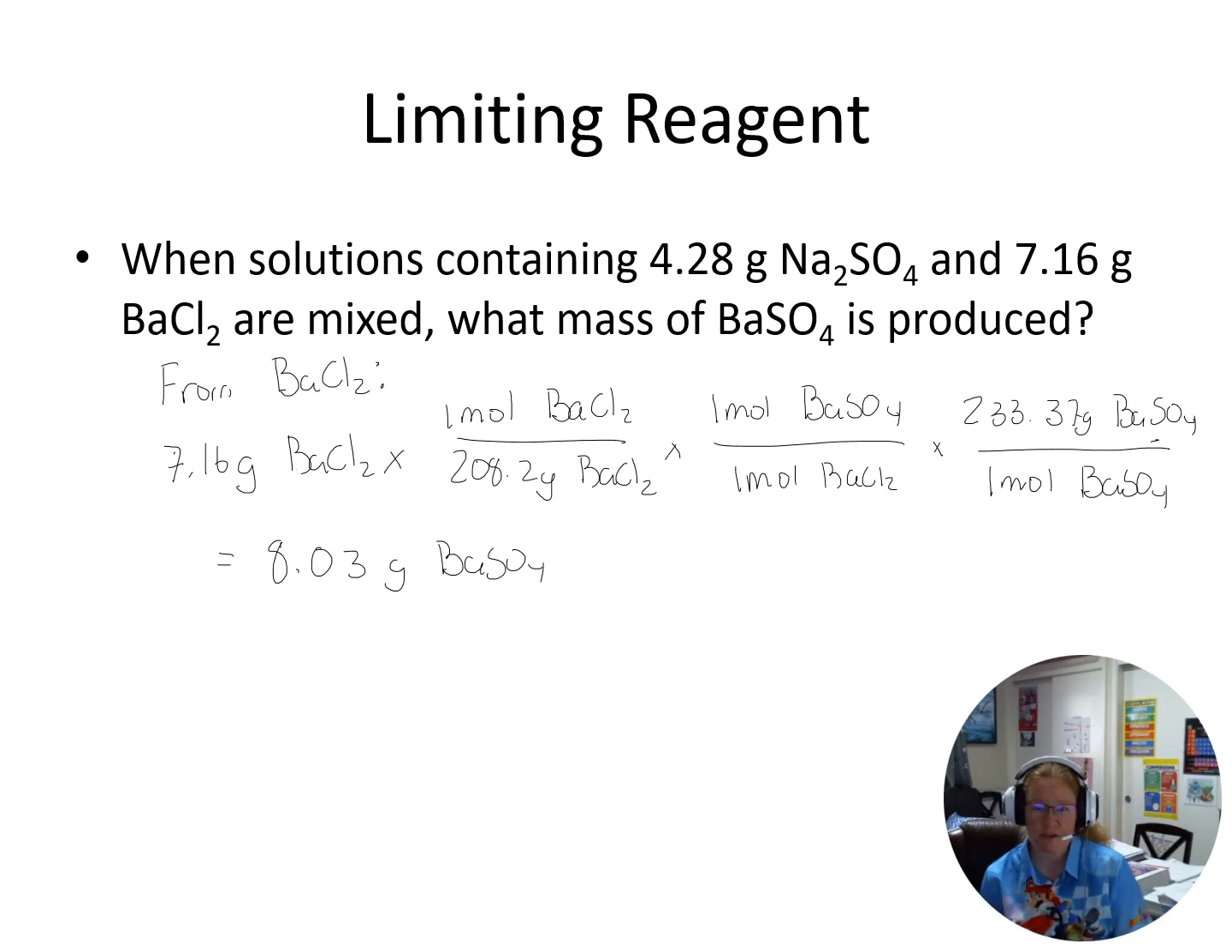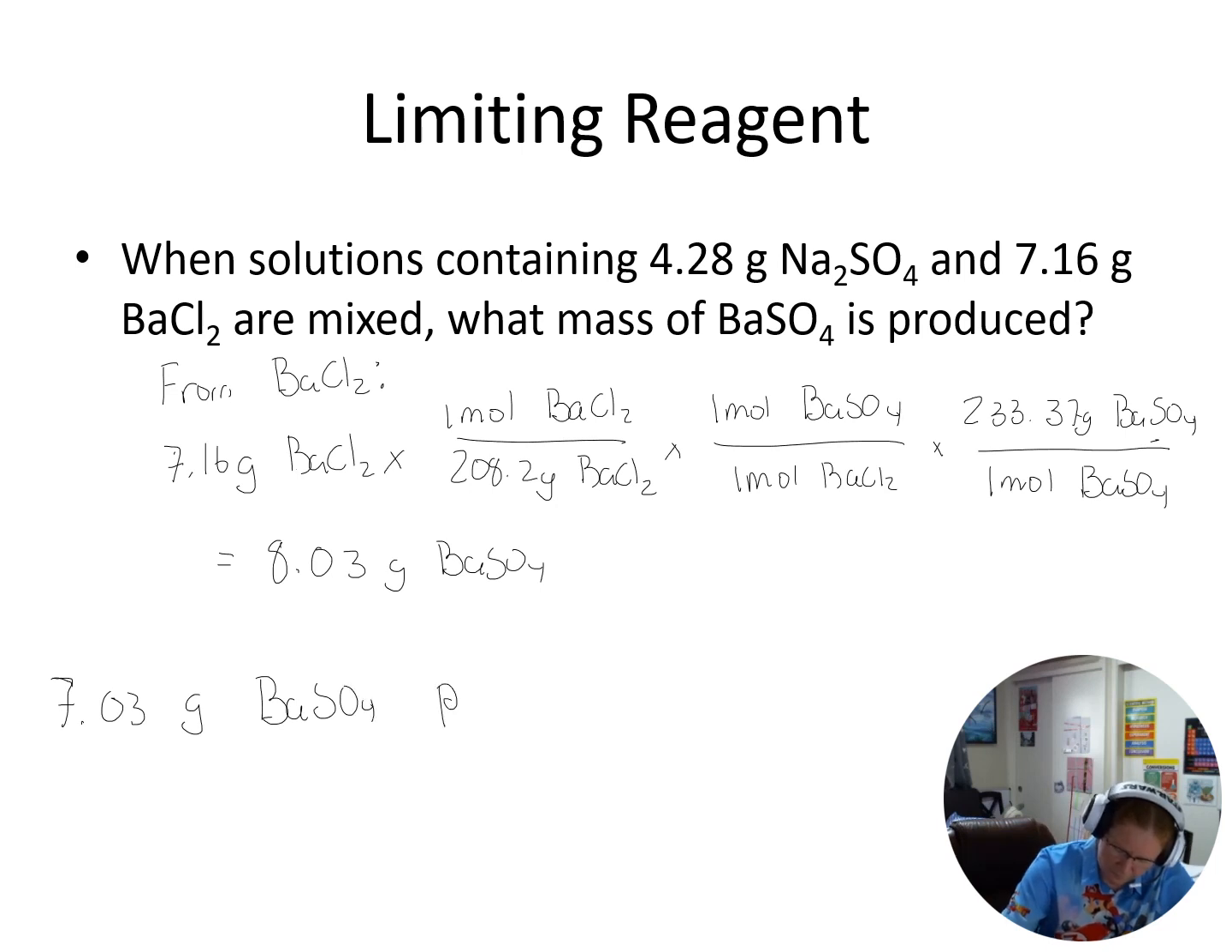All right, from the sodium sulfate, we could produce 7.03 grams, and from the barium chloride, we could produce 8.03 grams. So which one's smaller? The 7.03. So what mass of barium sulfate? 7.03 grams. Okay, so we get 7.03 grams of barium sulfate produced. So again, you have to do both calculations, and then whichever one is smaller, that's how much you can produce.